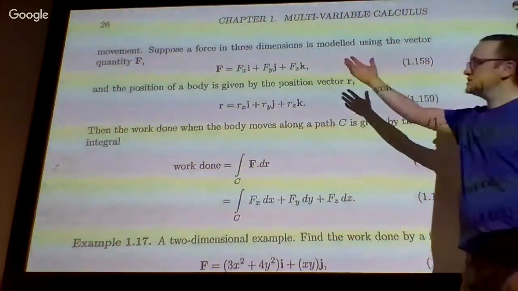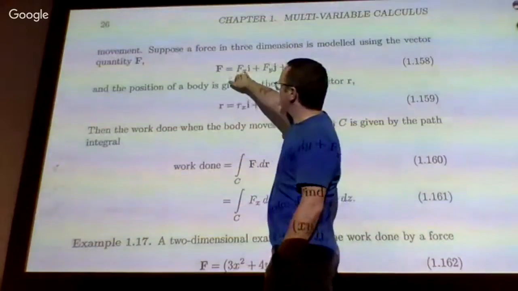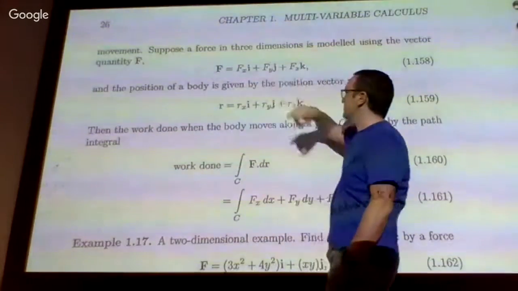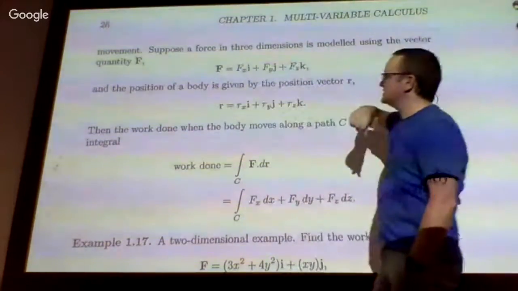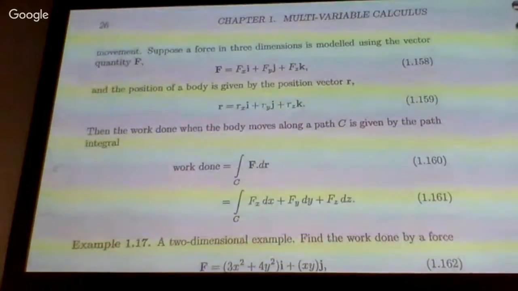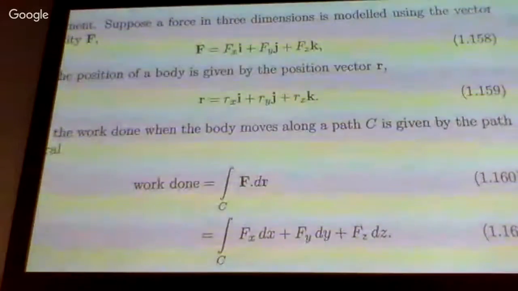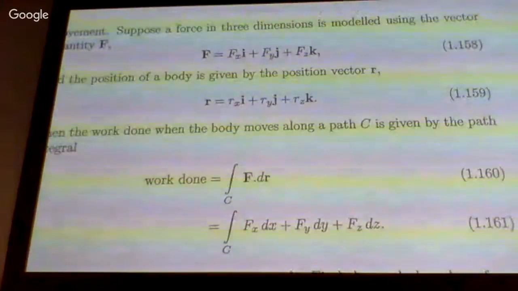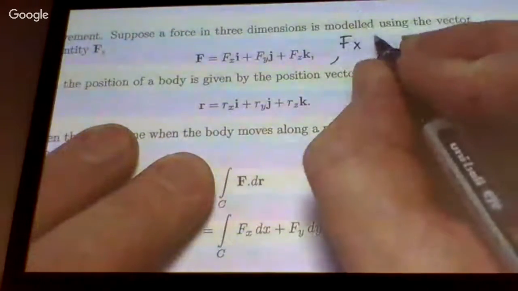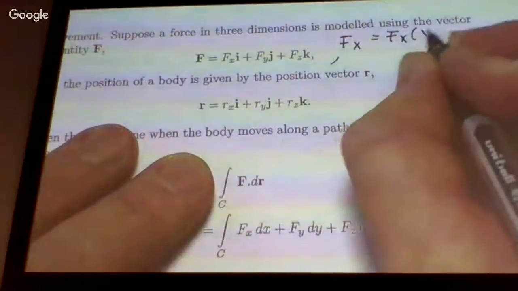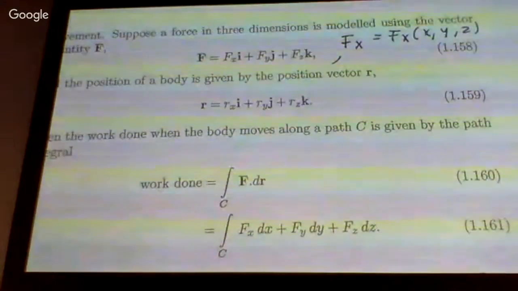Okay, so the force field we're thinking of here is a vector valued function F. It has components in the x, y, and z direction, and its value is a vector, a linear combination of i, j, and k. The coefficients are given by three component functions, Fx, Fy, and Fz. But they themselves are functions of x, y, and z. Fx is a function of x, y, and z, and similarly for the others, Fy and Fz.